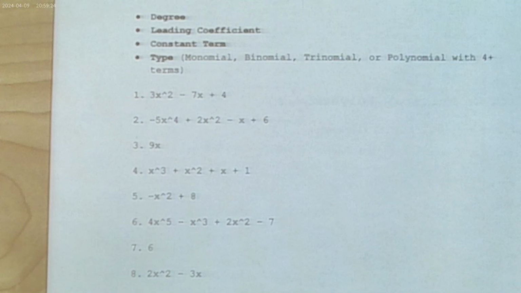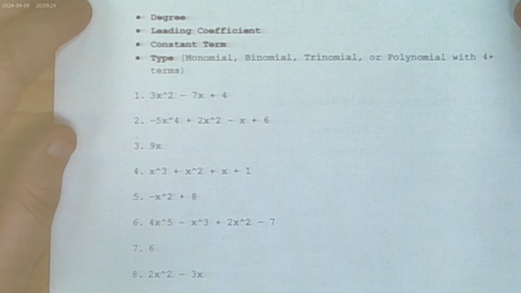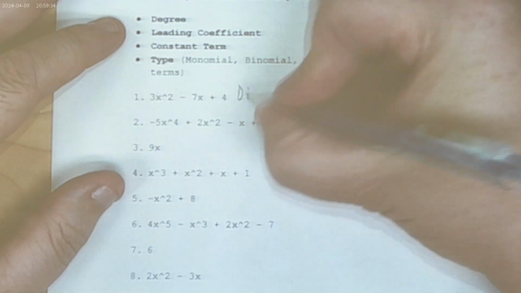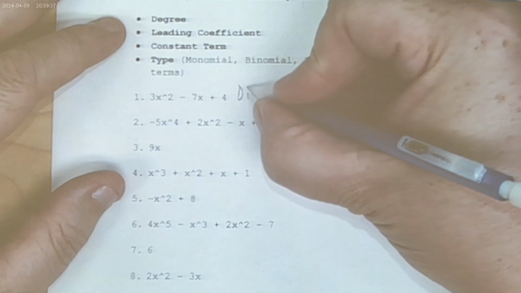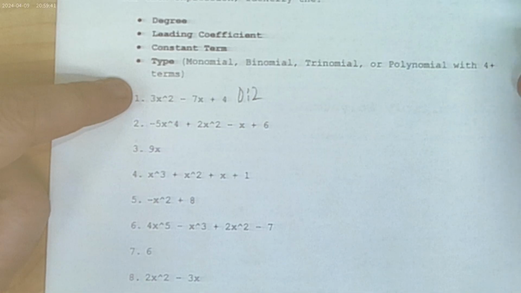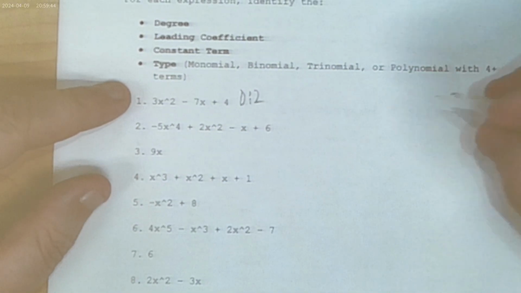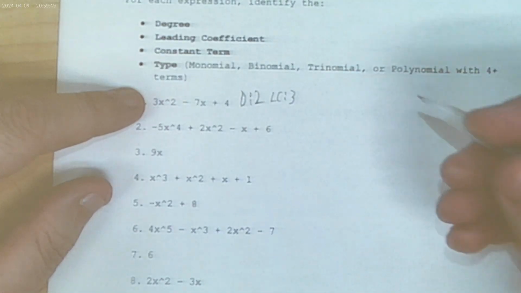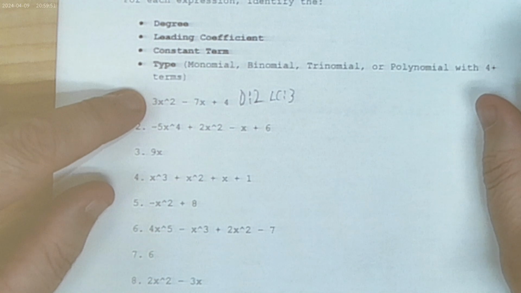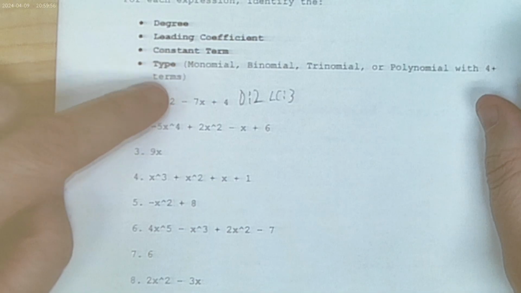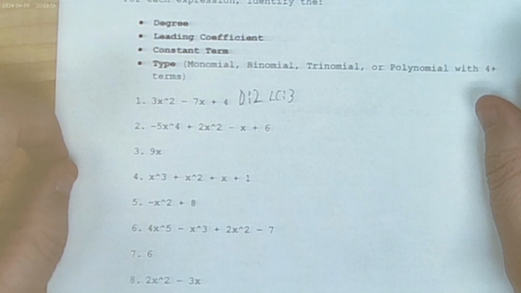For each expression, we're identifying the degree, leading coefficient, constant, and then type. So we'll go ahead and get started here. For the degree, it's going to be 2 because that is the highest exponent for the entire polynomial. The leading coefficient is going to be 3 because that is the coefficient attached to the variable with the highest exponent in the polynomial.